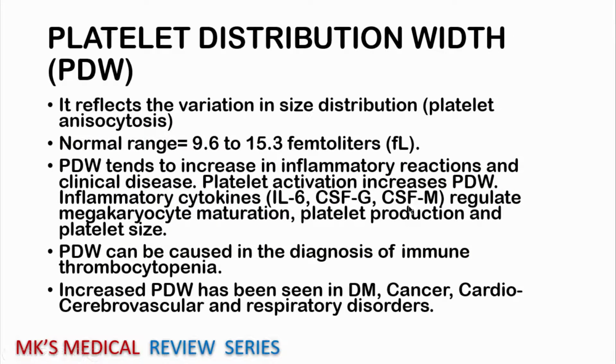Then moving on to platelet distribution width. So this is going to be reflecting the variation in the size distribution of the platelets. So this is platelet anisocytosis. So the normal range is about 9.6 to about 15.3 femtoliters.